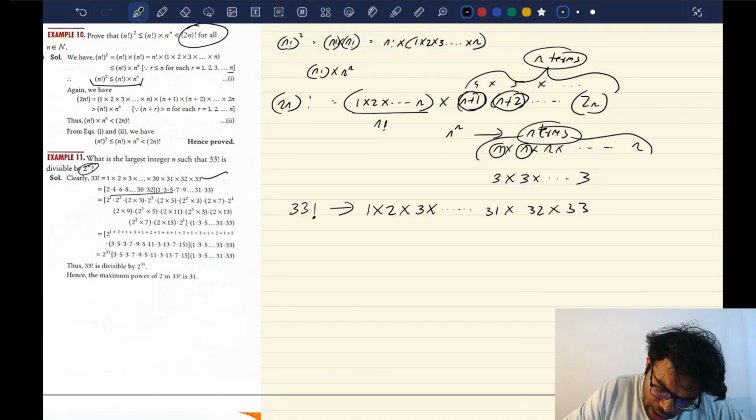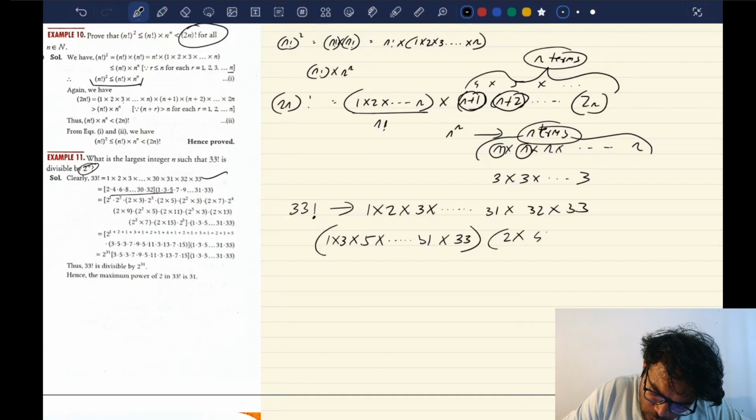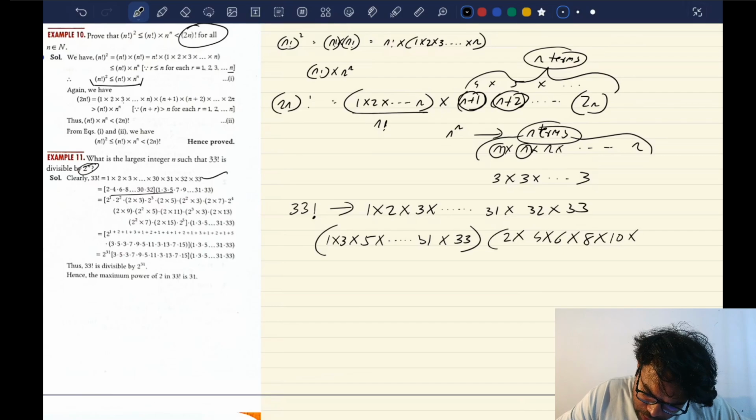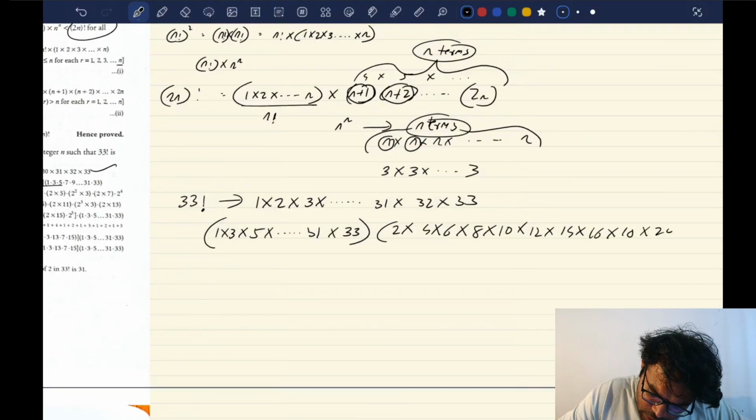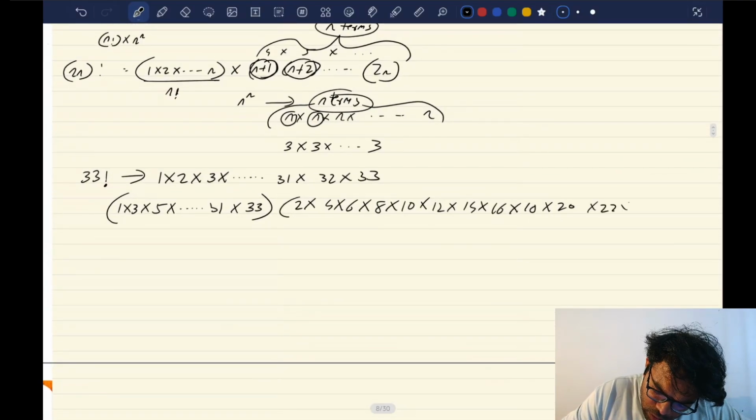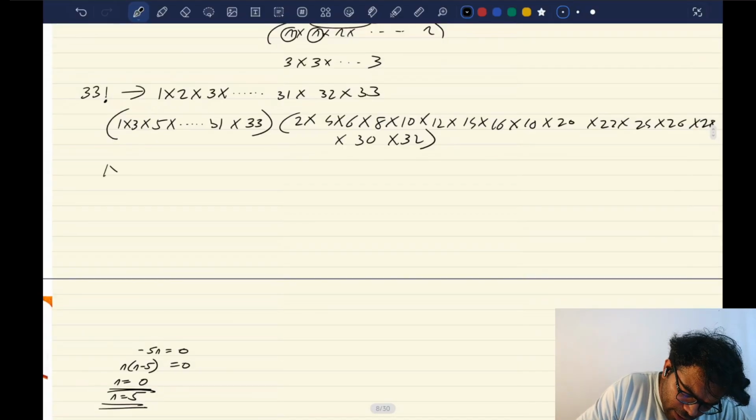If I take all the odd numbers, what happens? 1 into 3 into 5 into dot dot dot 31 into 33, multiplied by 2 into 4 into 6 into 8 into 10 into 12 into 14 into 16 into 18 into 20 into 22 into 24 into 26 into 28 into 30 into 32.